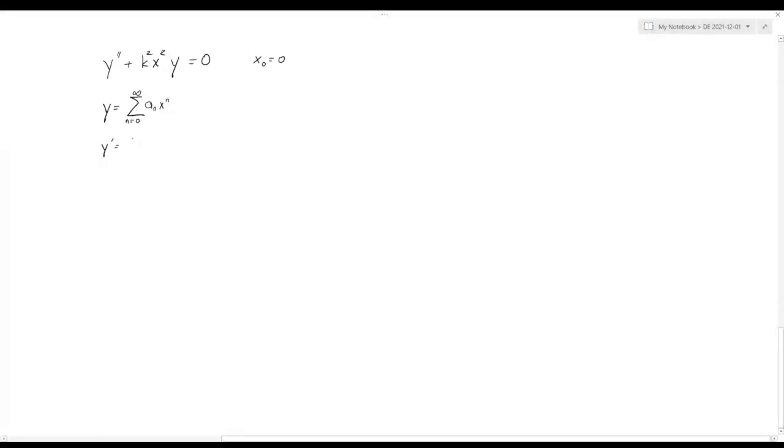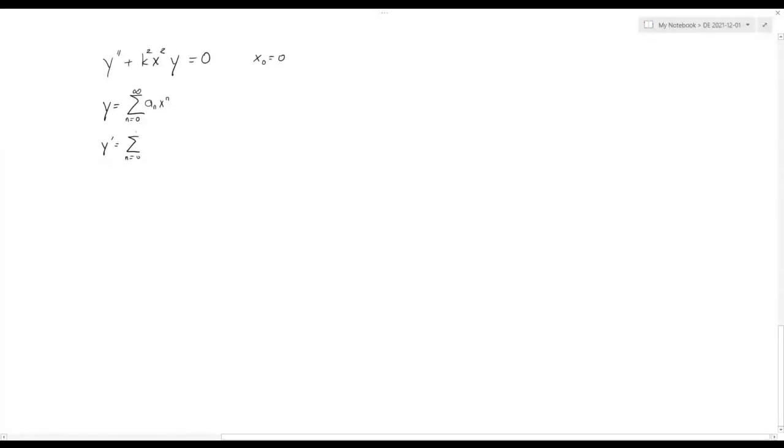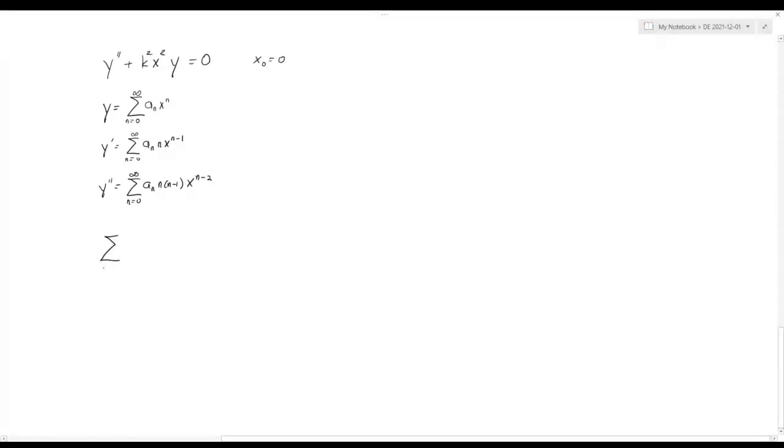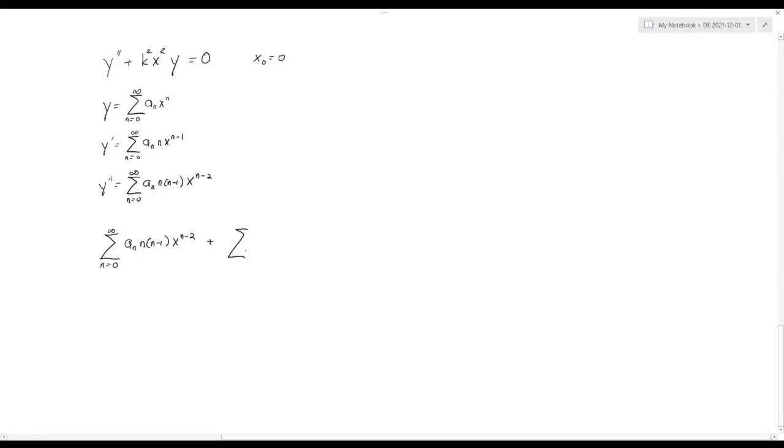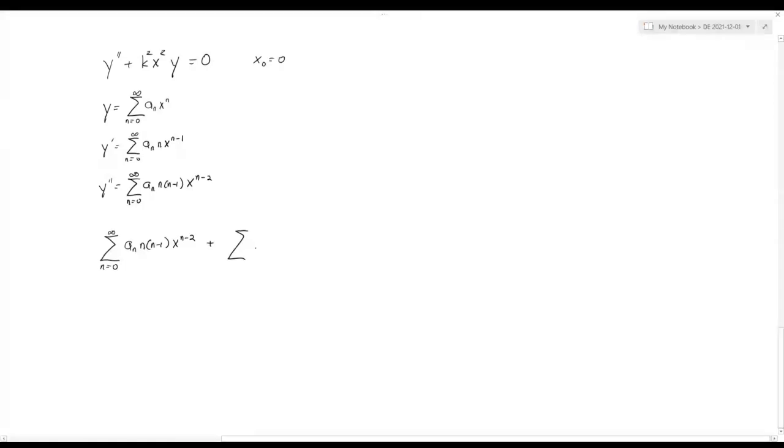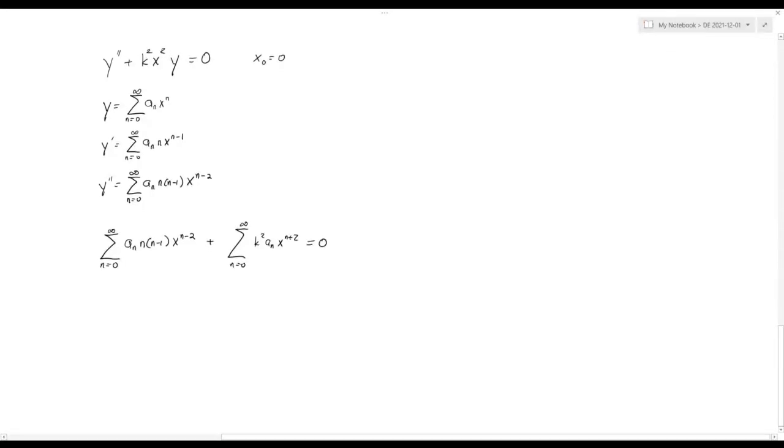Example number 2. We're going to find a series solution centered at 0. k is a constant. Assume a series solution. Differentiate a couple times. And then substitute into the differential equation. So we have y double prime plus k squared times x squared times y. So k squared. All right, so now we want to try to get a single series.